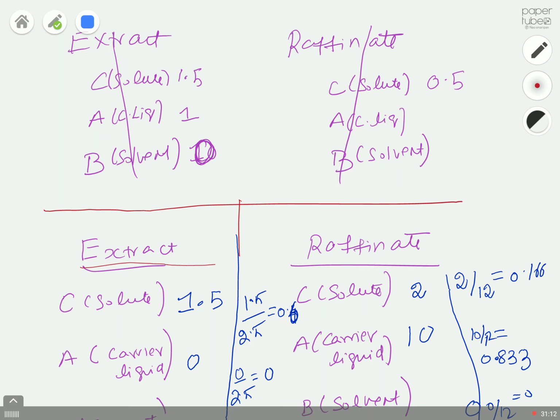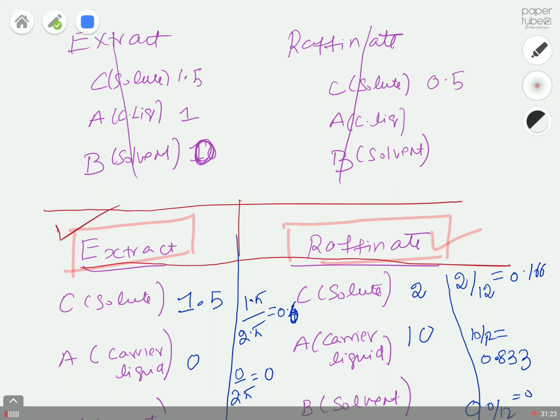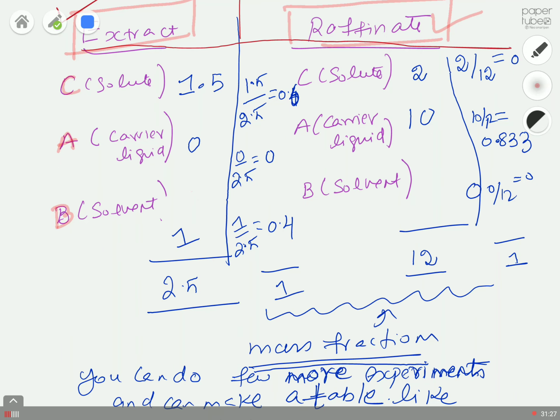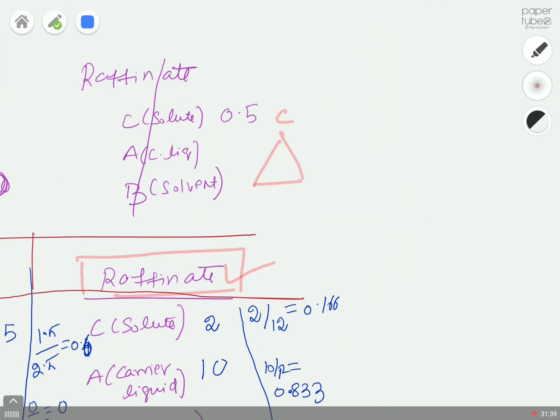So let's make a table. Let's put extract on the left hand side, which is here, and then you put your raffinate on the right hand side, which is here. So that's your raffinate, that's your extract, and then all you need is to write C A B. If you don't remember what this is, just remember the word cab, like cab. In the ternary diagram we are going to stick to this rule, CAB.